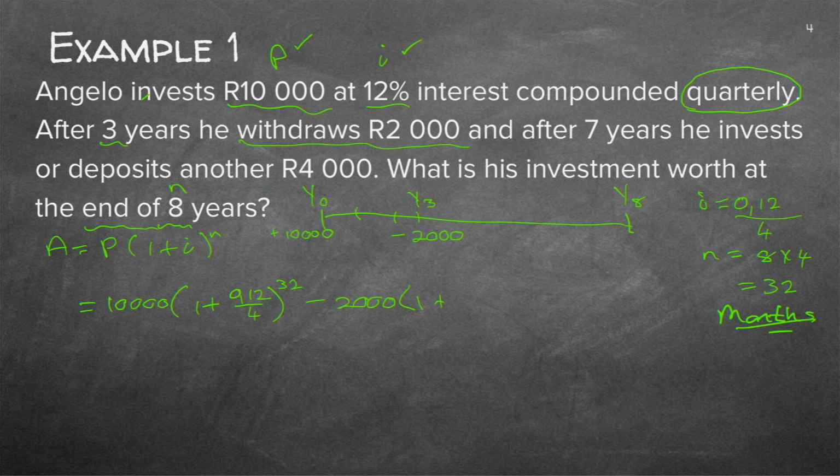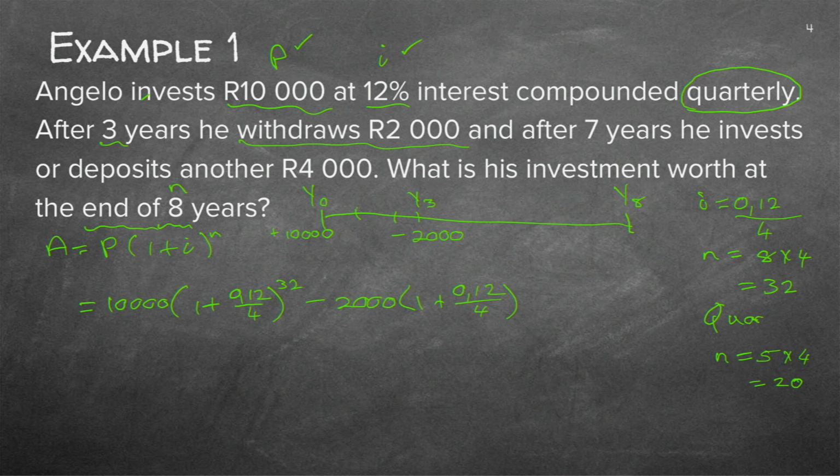So it's 1 plus, my interest is still 0.12 over 4. But now you must be very careful, because now it's on year 3, and you have to go up to year 8. So how many years is this 2,000 going to have up to the year 8? 5 years. So for that one, n is 5 times 4. Why times 4? Because remember, we are working quarterly. Monthly. Oh, sorry, I made a mistake again. Quarters, not months.